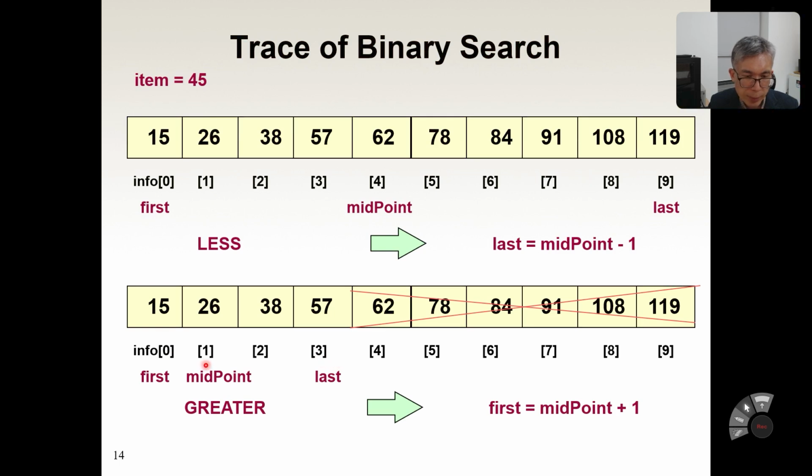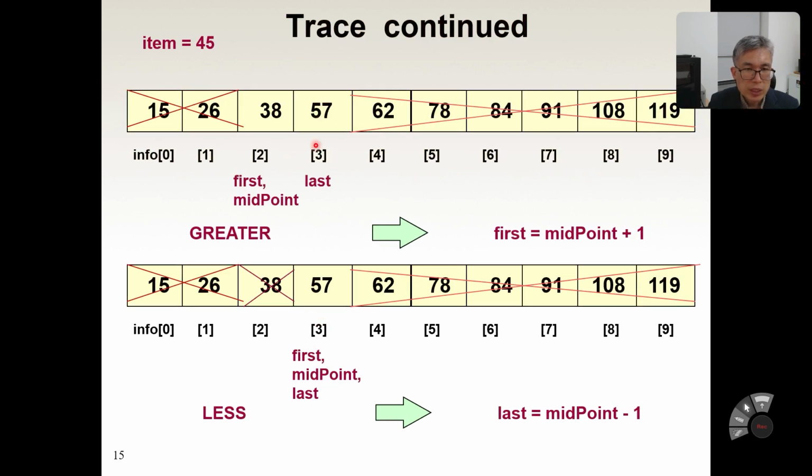Round down, or just round off, right? So we get index 1, and compare this value. This one is smaller, so we search the latter part. We adjust first and last, and perform the search again. First plus last is 2 plus 3, which is 5, divided by 2 is 2.5, so we examine index 2. Here is the midpoint, and we compare this one. This one is greater, so we search the earlier part.